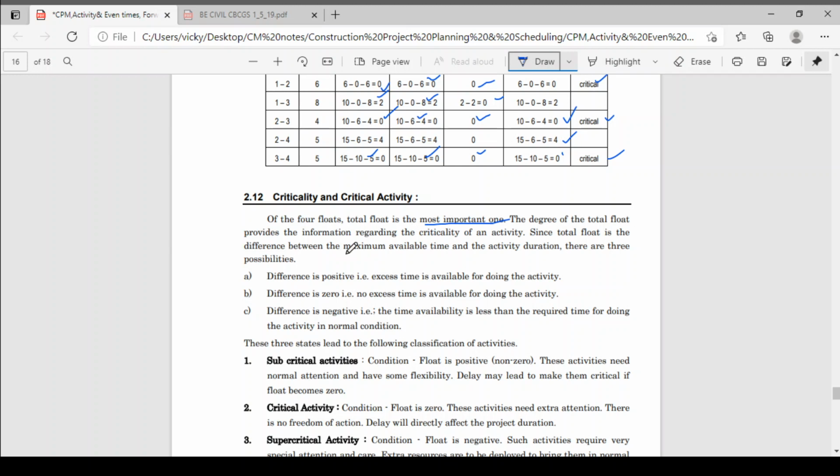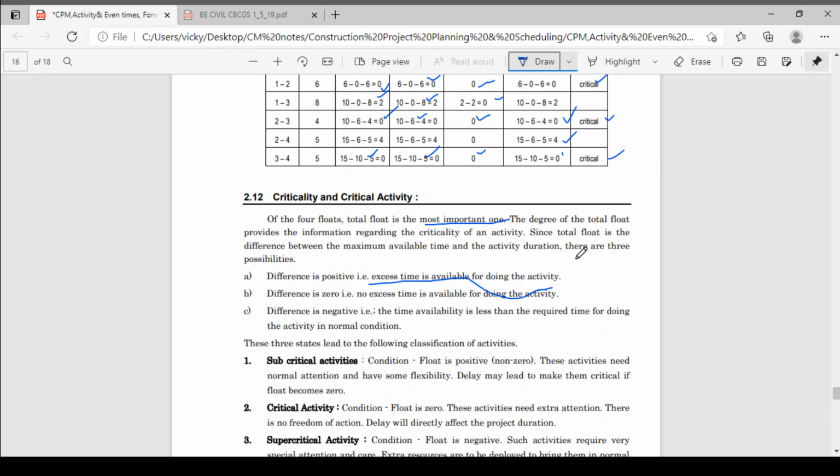The degree of total float provides information regarding the criticality of the activity. Total float zero means the activity is critical. Since the total float is the difference between maximum available time and activity duration, there are three possibilities. First, if the difference is positive, meaning the total float value is positive, then there is excess time available for doing the activity.